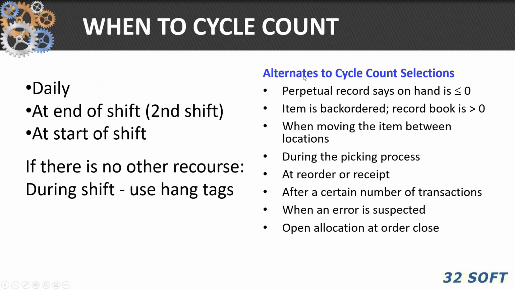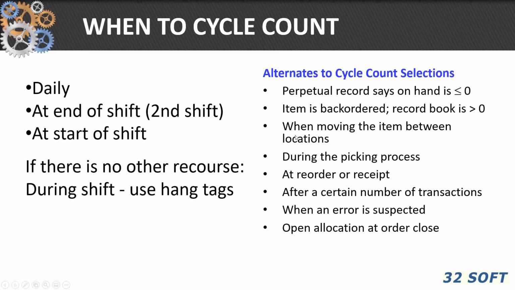So when you count, there's also other types of selection criteria for cycle counting. Perpetual record equals 0. That's a good time to count. You haven't got any, so go verify you don't have any. Is the item back ordered? When we move items between locations, the stock guys are already handling the material, probably a good time to cycle count it. During the pick process, when suspected errors occurred.